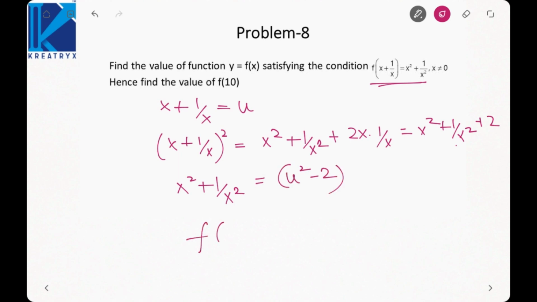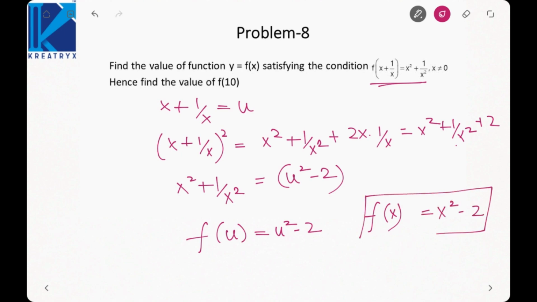So what can I say? Function of u is equal to u square minus 2. Based on that, I can directly say function of x will be equal to x square minus 2, just by the change of variable. Now it is asking me the value at 10. So f of 10 will be equal to 10 square minus 2, which will come out to be 98. So that way also I can determine the value of a function based on any given condition.